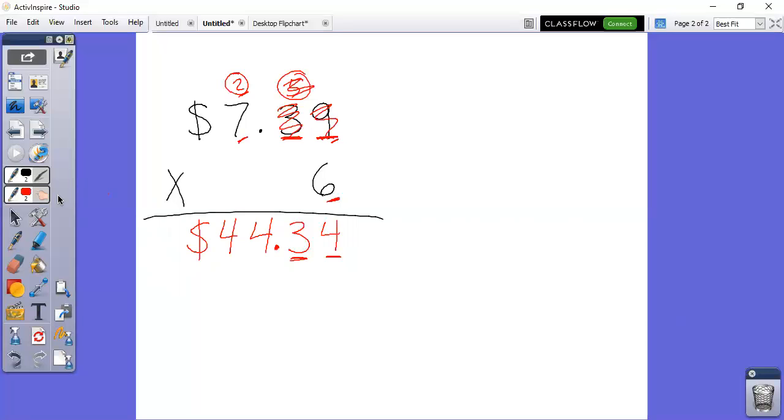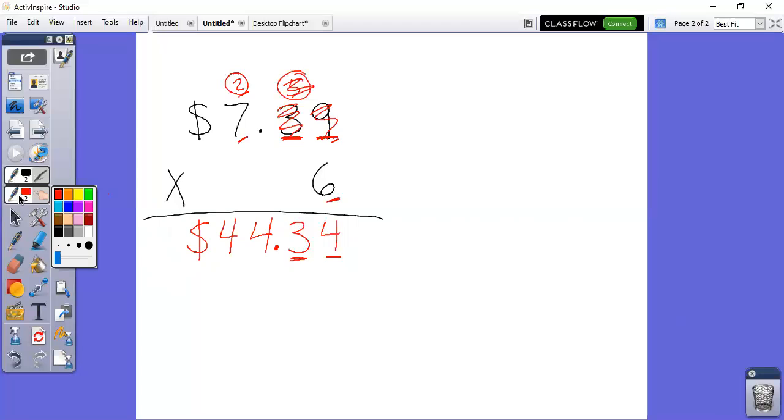And if you think about it, if you didn't have any change, you just did 6 times $7, you'd get $42, right? Which $44 is pretty close to $42. It's a lot closer to $42 than $443, right?